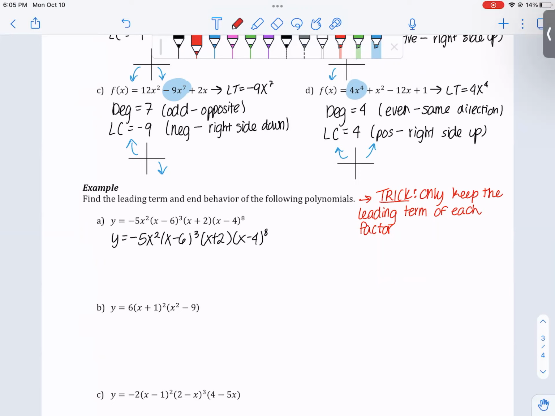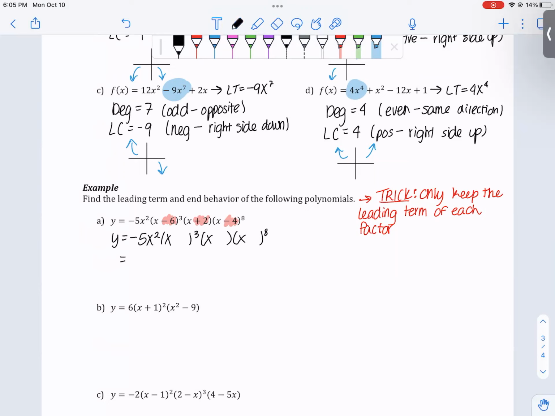Okay. So I want to get rid of this minus 6. I don't need that minus 6. I don't need this plus 2. And I don't need this minus 4. Those parts aren't going to contribute to my leading term.